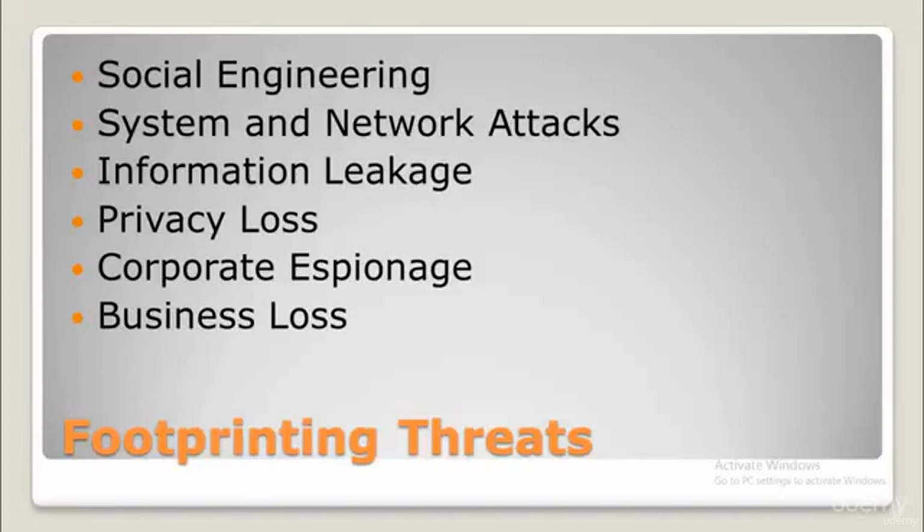But when you reach the office the next day, you come to know somebody has already accessed all the information, and you are the person who gave it, so you are the only person responsible. You may be the one serving jail time, or you may not even get another job because of the insecurity you showed. So these are the ways any person can gather information via a social engineering attack. After that, we have system and network attacks, information leakage, privacy loss, corporate espionage, and business loss. These are different ways we can gather information on a specific person.